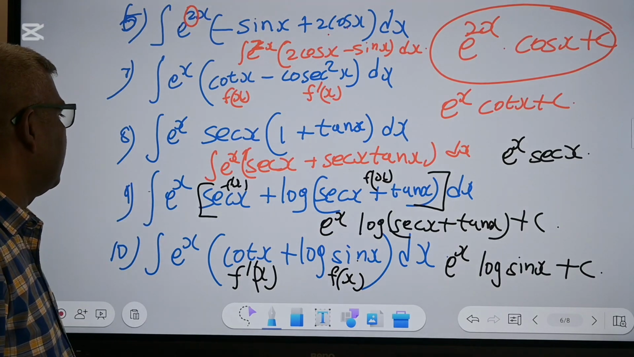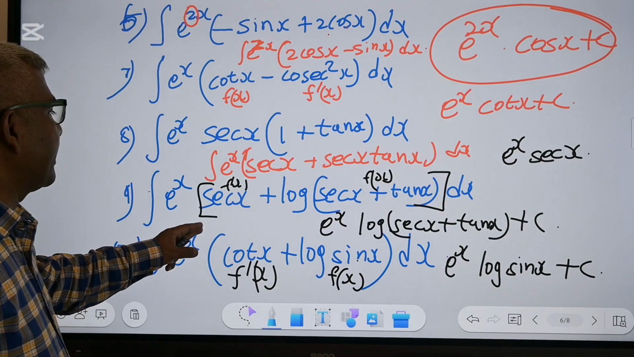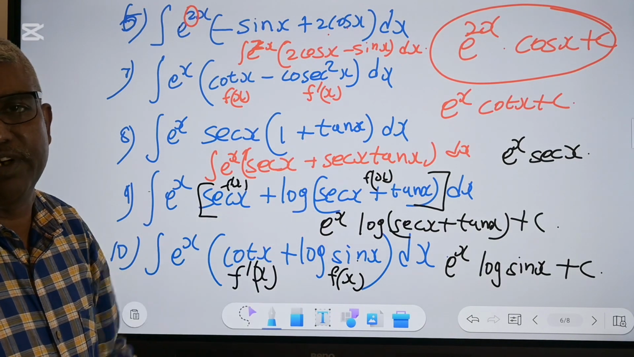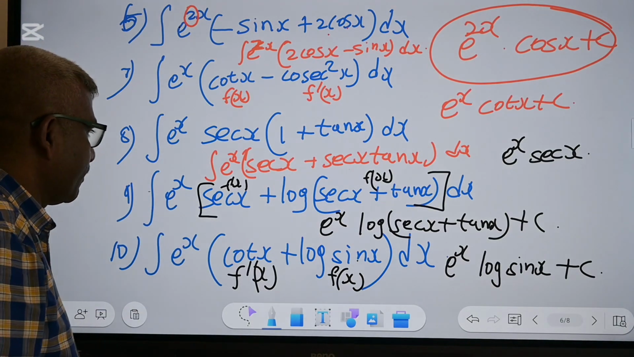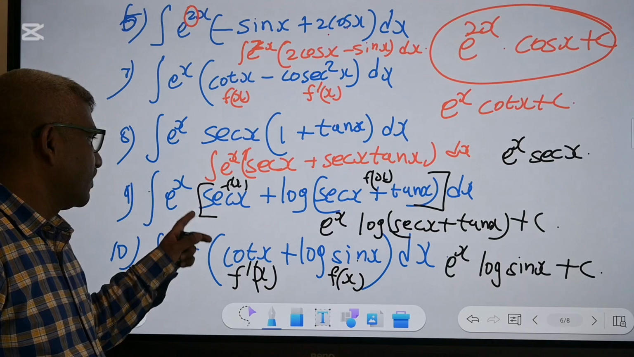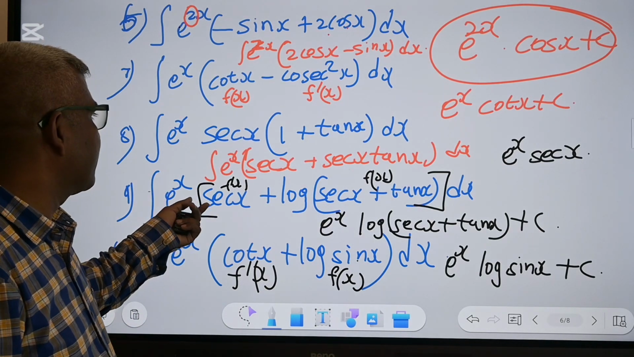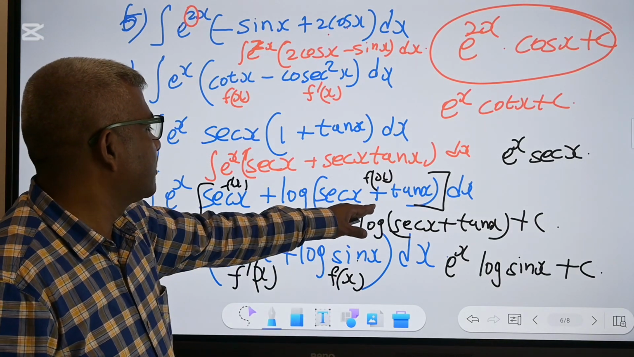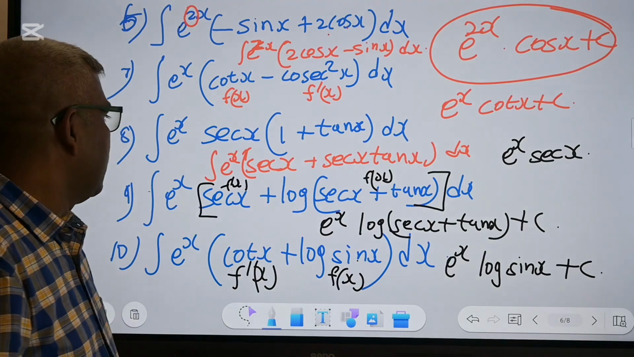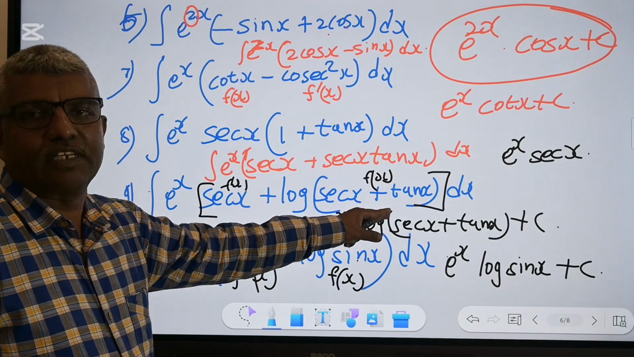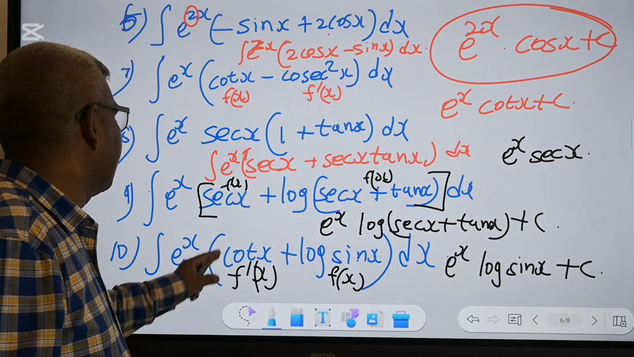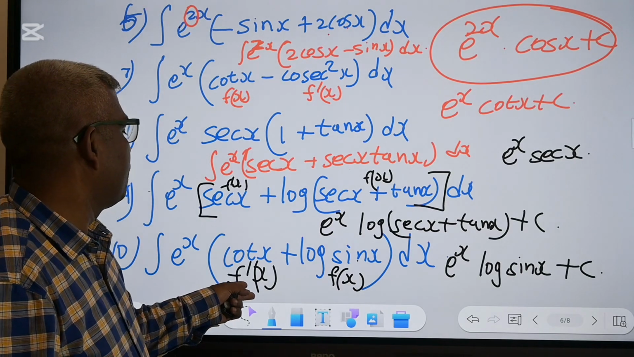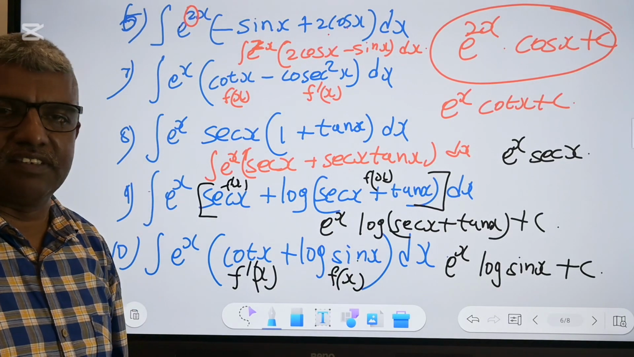Question number 9, integration of e power x (secant x plus log(secant x plus tan x)). Log(secant x plus tan x), if you differentiate, it is secant x. We know in a simple way, integration of secant x is log(secant x plus tan x). So this is f of x, this is f dash x, very simple. Because f dash x, if you integrate, f of x comes. Integration of cot x is log sin x. So cot x will be f dash x, log sin x is f of x.